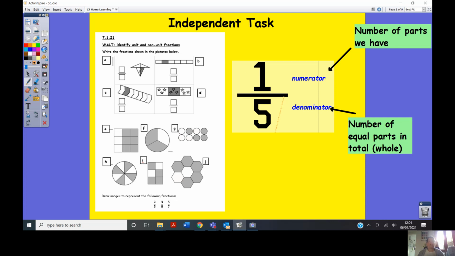So for example, with this one, how many equal parts are there? 1, 2, 3, 4. 4 is going to be our denominator. And our numerator, so the number of parts which are shaded, is going to be 1. 1 part out of 4, 1 part out of the 4 parts in the shape is shaded. 1/4 of the shape is shaded.